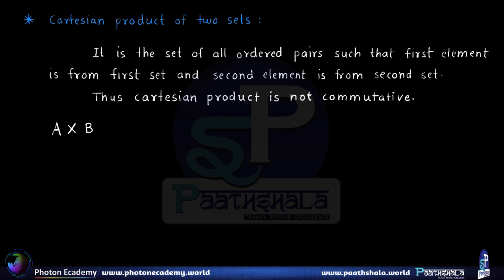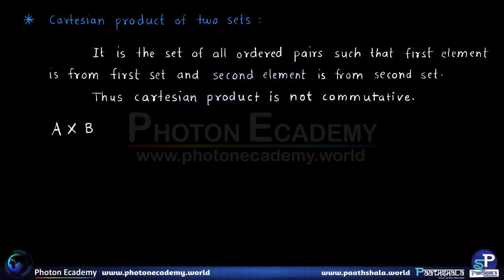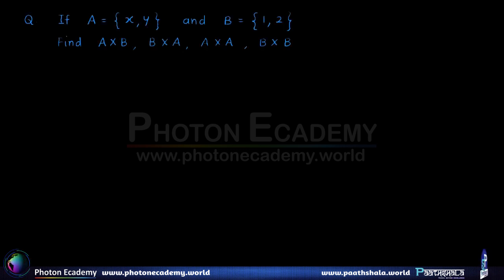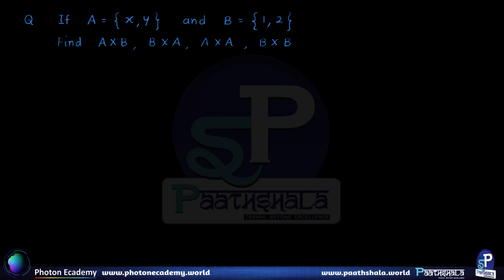Now let us solve one question based on this, so that the topic becomes clear. If A is a set consisting of x and y and B is the set consisting of elements 1 and 2, then find the Cartesian products as mentioned here. Let's see the first one. We have to write the Cartesian product A cross B.